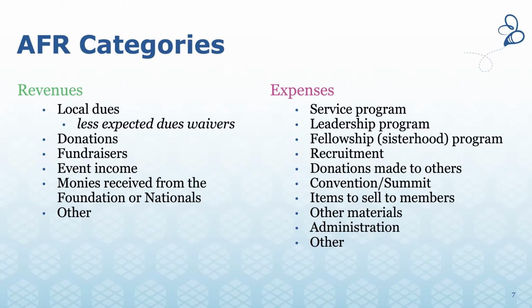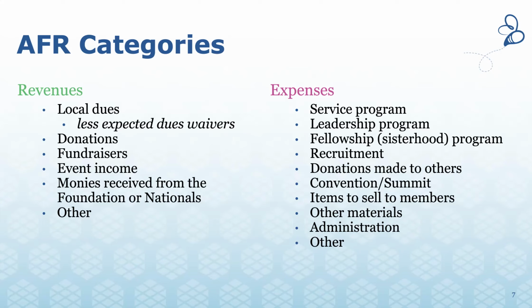And then many of our chapters make donations to others. So we ask you to include that. There's some IRS reporting guidelines that if you donate over a certain amount to another nonprofit organization, you have to have some paperwork associated and have to know their EIN number. So we ask for this, and we ask you to list out how much you've given to each other organization, so that if you have given above the threshold, we can get the appropriate information from that organization to report to the IRS. Then we ask your convention and summit costs, and we ask about items to sell to members.